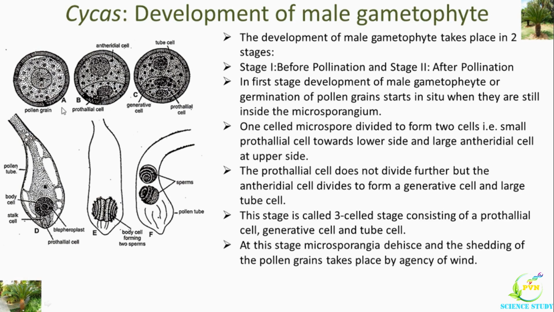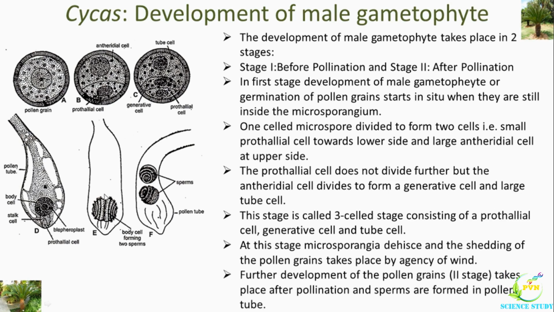So at this stage, the microsporangium dehisces and shedding of the pollen grain takes place by the agency of the wind, while the further development of the pollen grain in stage 2 takes place after pollination, and sperms are formed in the pollen tube. As we can see here, in the pollen tube the sperms are formed. So this is all about the development of the male gametophyte.